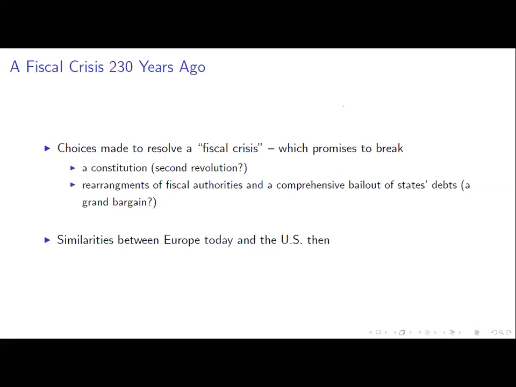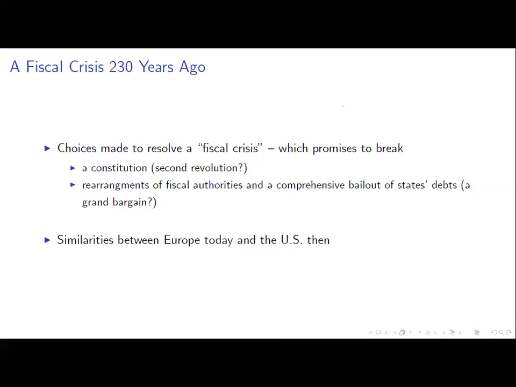There are going to be two components to a successful fiscal resolution of a fiscal crisis. One is reworking the Constitution in order to secure revenue for the central government, the continental government, which is then going to become the federal government. And then a rearrangement of the fiscal authorities, and there's going to be a bailout of the states. Essentially, there's going to be a deal where the sources of revenue are transferred from the states to the central government, and in exchange, the central government will assume some of the state debts.